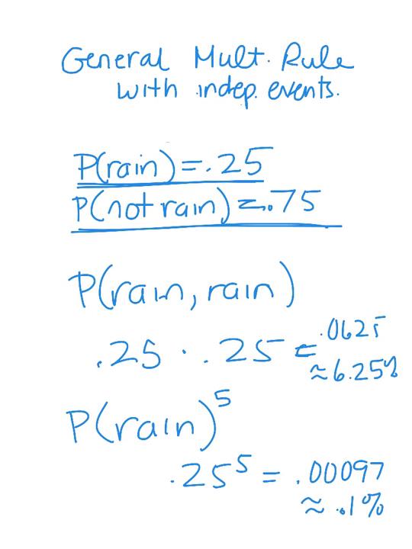So raining 2 days in a row would be 0.25 to the 2nd power, 6.25%. Raining 5 days in a row, you would take that probability and carry it to the 5th power. You're going to multiply it by itself. Once again, this assumes that these events are independent, and I'm sure rain and not rain are not independent of each other, but let's, for the sake of argument, say that.